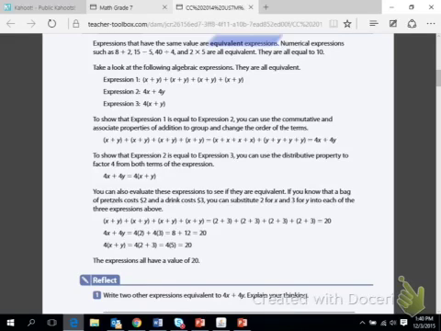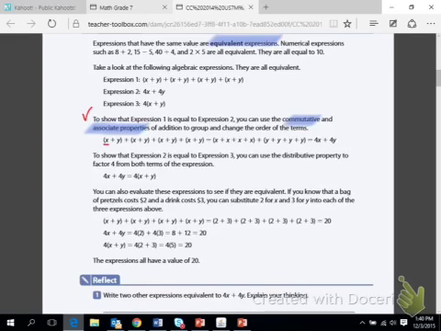If we want to take a look at the following expressions to see that they are all equivalent, we can take a look at what makes them equivalent along the way. And these are the same expressions from the last section. If we wanted to show that expression 1 is equal to expression 2, you can use the commutative property and the associative property of addition to group and change the order of the terms, which means x plus y plus x plus y plus x plus y plus x plus y will now become x plus x plus x plus x plus y plus y plus y plus y.